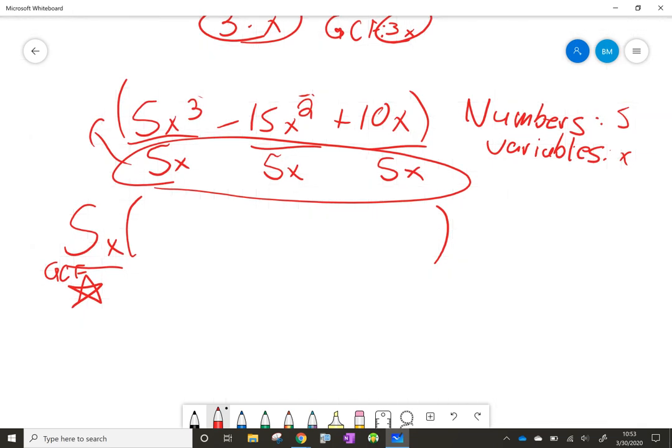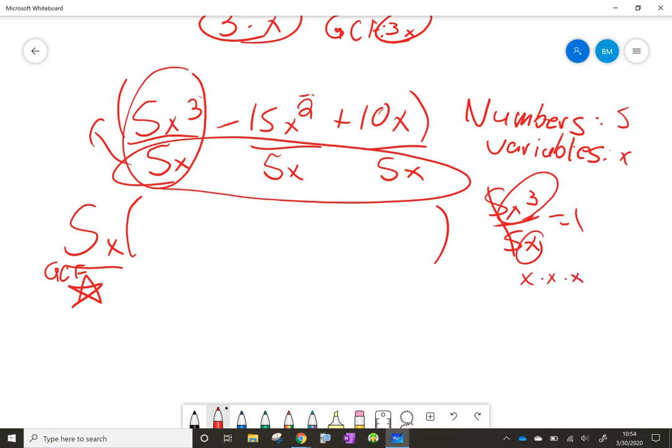So let's do the first group, right? We have 5x to the third divided by 5x. So when you do this, 5 divided by 5 becomes 1. And then here we have 3 x's on top and 1 x on bottom. So if we work that out, we'll have one pair that cancels, and then that leaves us 2 remaining. So x to the second power remaining. So 1x squared, or x squared.